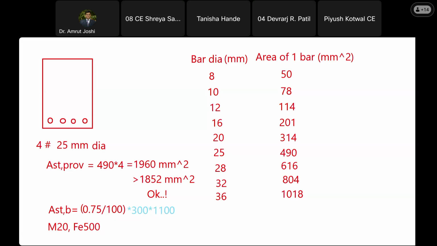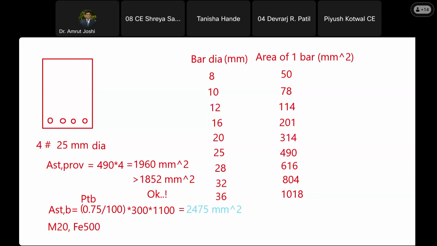This 0.75 value from... Sir, PTB, the percentage of steel for the balanced section, is this value. So it is 2475 mm². If the depth required for the balanced section is exceeded and we provide more depth, the section becomes under-reinforced. But for steel it is exactly the opposite: if the provided steel is less than the steel for the balanced section, then it is under-reinforced.